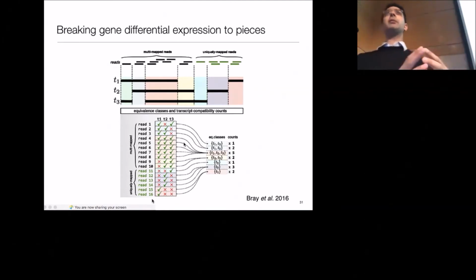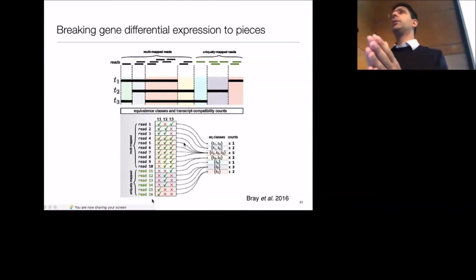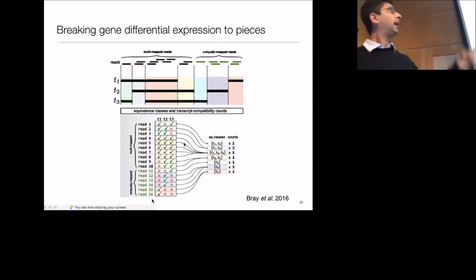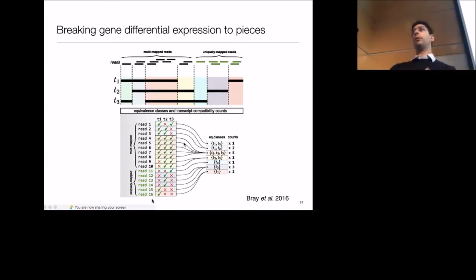So the pseudo part about the alignment is that we're not telling you where reads align, just what they were compatible with. And if you move one over, you see those 2 reads were compatible with T1 and T2. And that's the next row on the bottom right. T1, T2, T3 are the reads that were ambiguous to all the transcripts. And you'll see that there were 5 of those. And so we call those sets equivalence classes, because that's what they are.